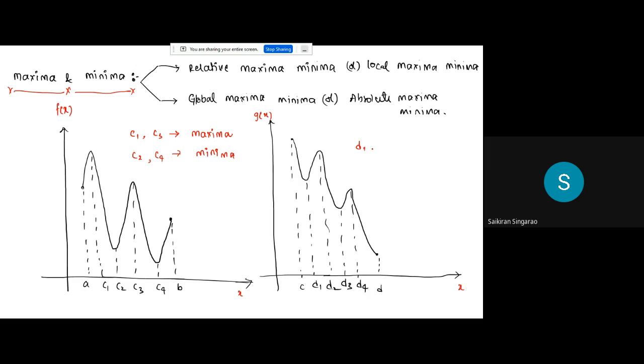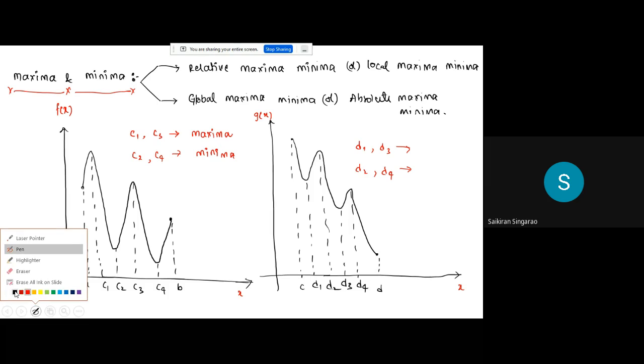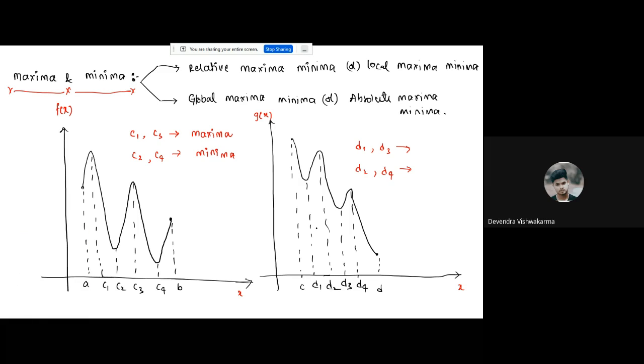Here, can you tell me where do you have maxima minima? Say D1, D3, what do I have, D2, D4, what do I have? At D1 I have minima. D1 I have minima, D2 I have maxima, D3 I have minima, D4 I have maxima. So D1, D3 are minimas and these are maximas.